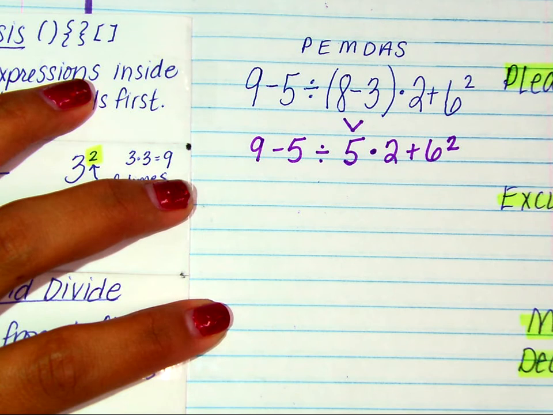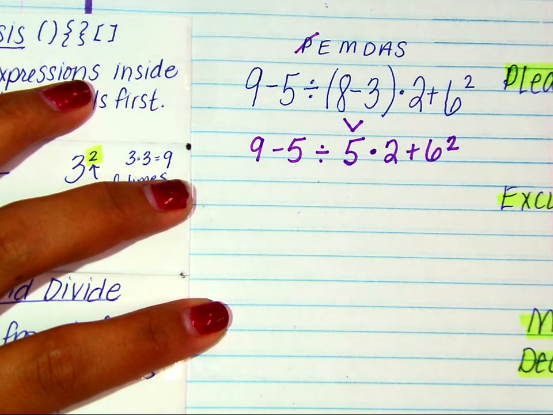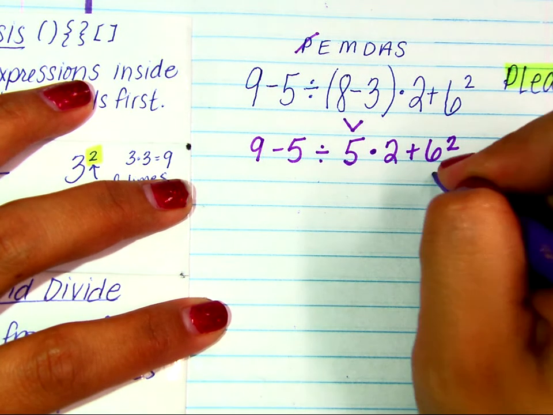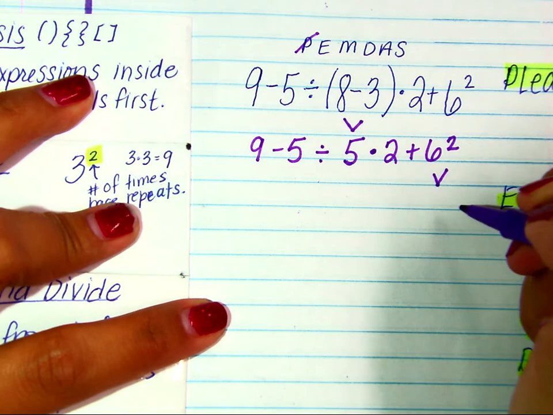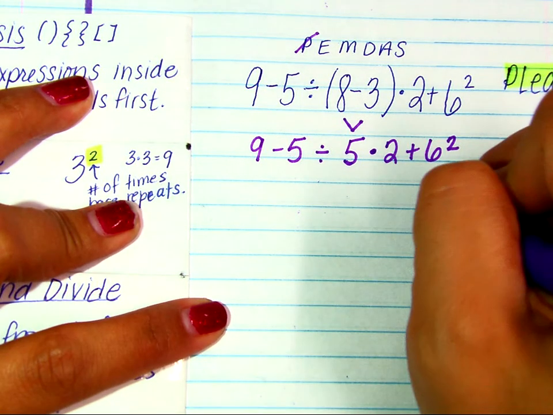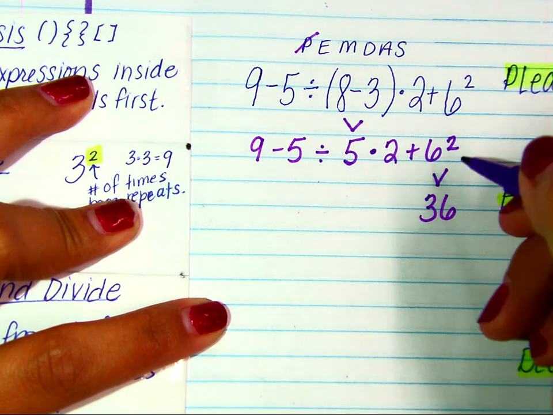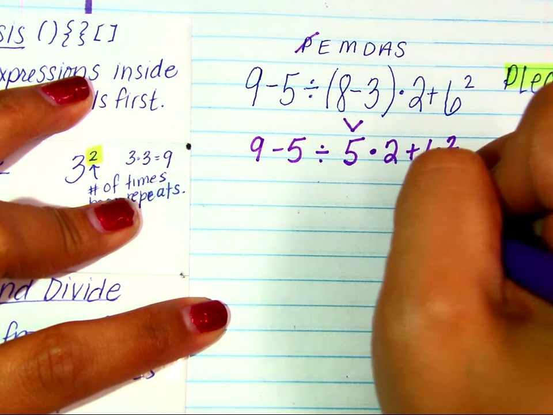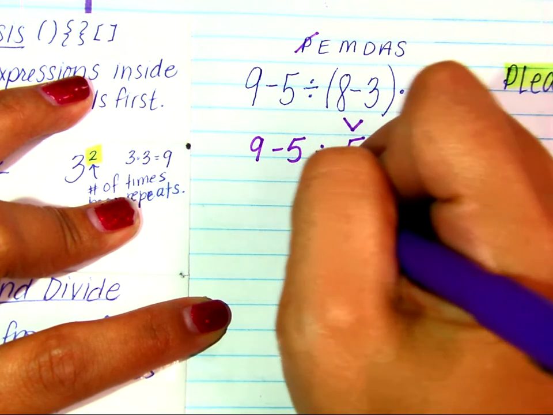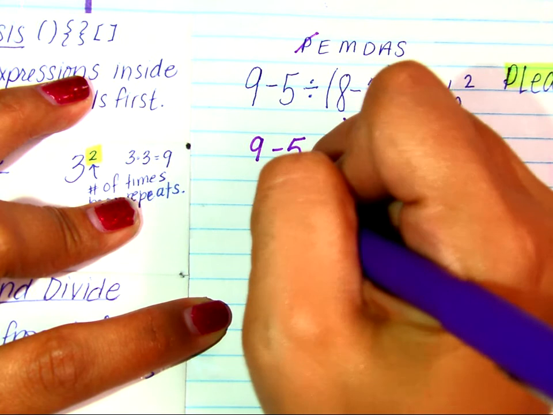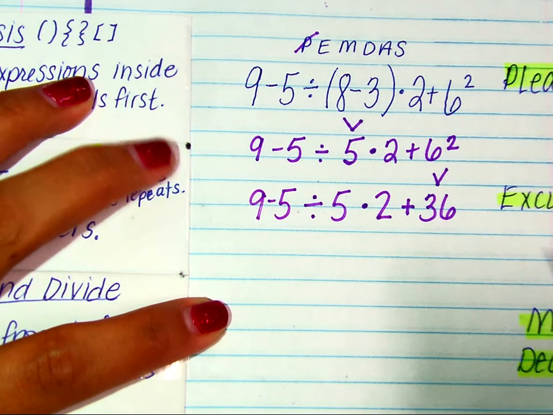So we've already looked at parentheses. Do we have any exponents? Yes, back here. So what does the exponent tell me to do? 6 times 6. Good. What is 6 times 6? 36. Be careful that you don't say 6 times 2, because it's not correct. Okay. So we've done parentheses and then exponents.